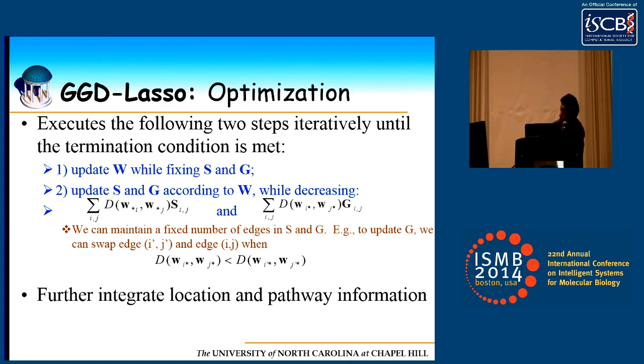And also for the second step, we can further take into consideration location and pathway information. The intuition behind it is that if two SNPs are locationally close to each other, they are more likely to have interactions. And similarly, if two genes belong to the same pathway, then they are more likely to have interactions.